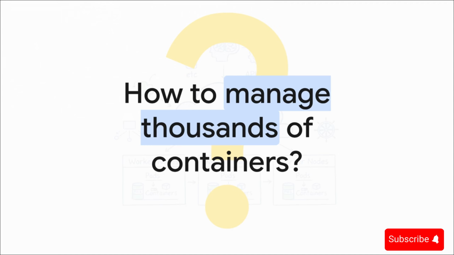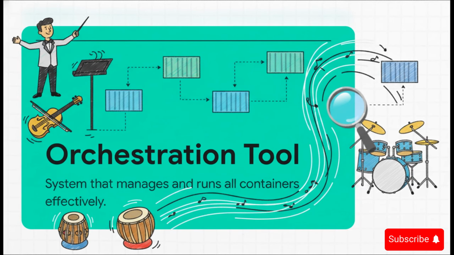A pod fails, an entire node crashes. You literally cannot sit there manually restarting containers at 3 a.m. You need a system that just steps in and handles it all automatically. And to solve that chaos, we need what's called an orchestration tool. Whenever you read up on Kubernetes, you're going to see this exact term everywhere. But what does orchestration actually mean in this context?